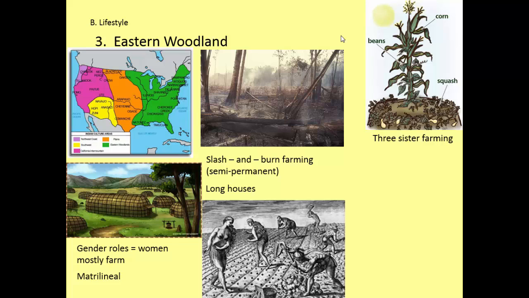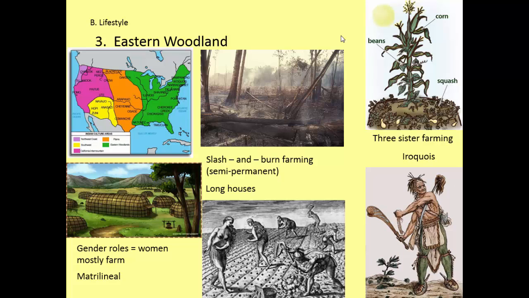Also, women can get divorced. If she doesn't like her husband, when he comes back from a hunt, all his stuff is set outside the longhouse, and that tells him and the whole village that they're no longer married. She's put his stuff out on the front lawn, as it were. And so we see women have quite a bit of power in this culture.